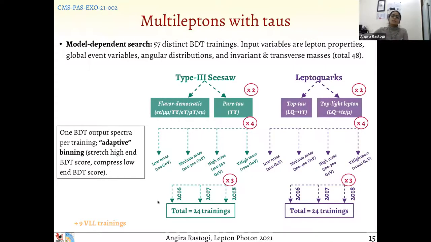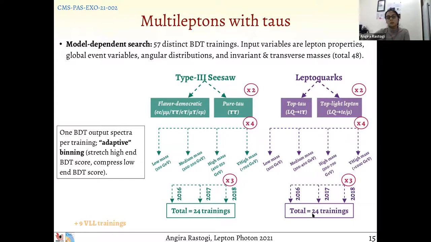Okay, so to enhance the selection for these signals that we are probing, we have trained dedicated BDTs, which are split according to different flavor mixing scenarios of the model, and also for the various mass ranges of the signal masses. And then finally, we do 3 trainings for the 3 years of the analyzed data set. In this way, we get a total of 24 trainings for the type 3 seesaw.